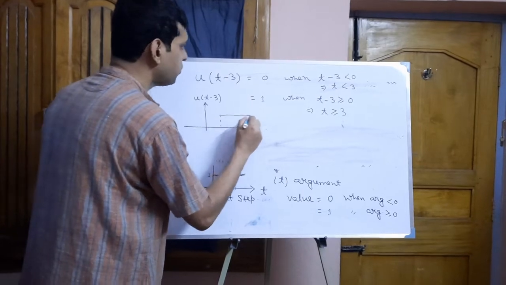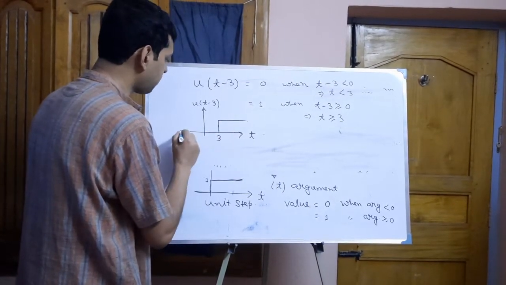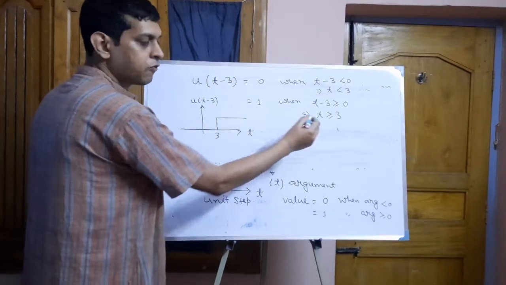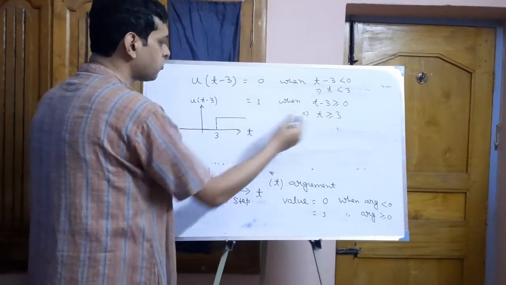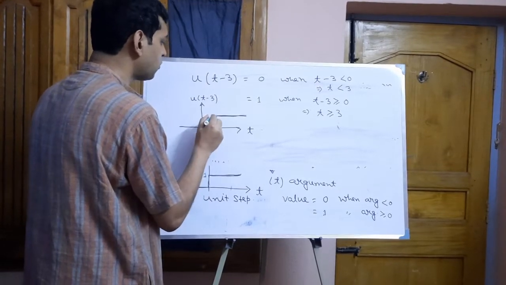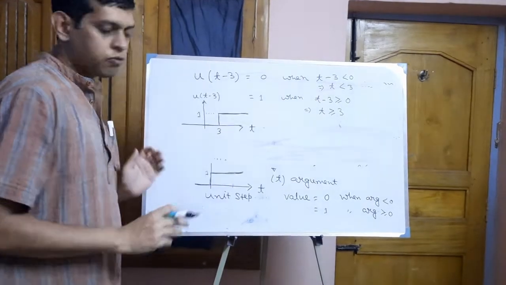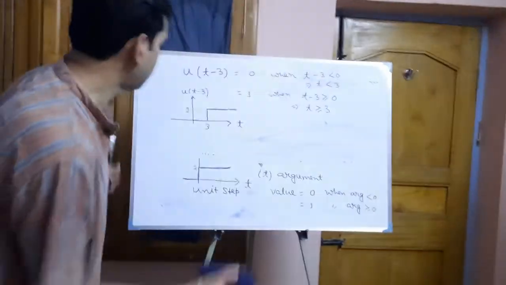Now, before t equal to 3, the function value is 0, and from t equal to 3 and onward, this value is equal to 1. Okay. Now let us try to plot another function.